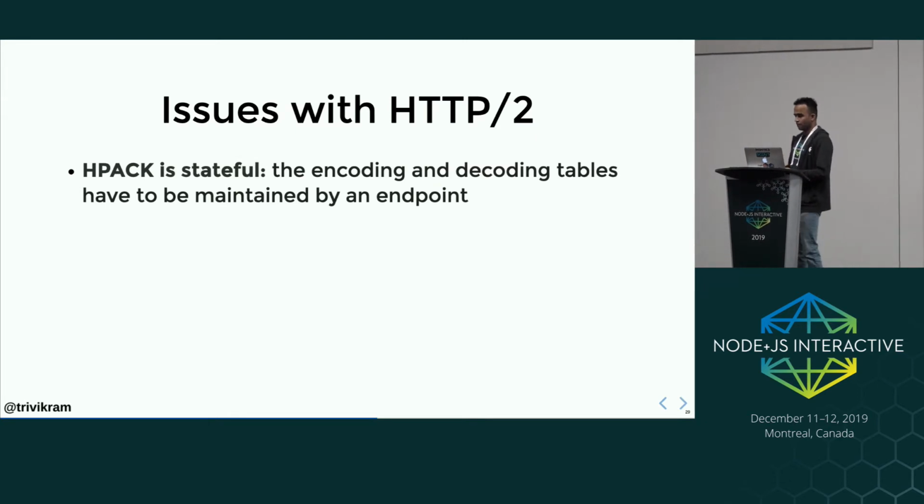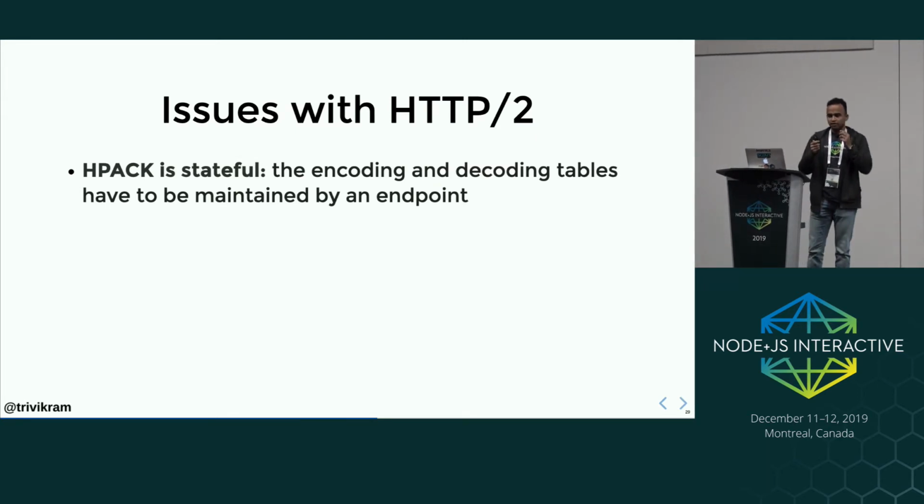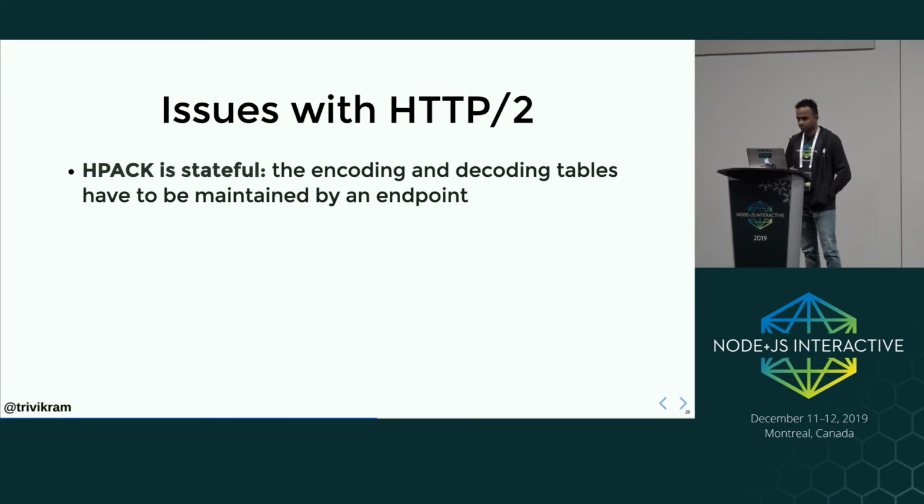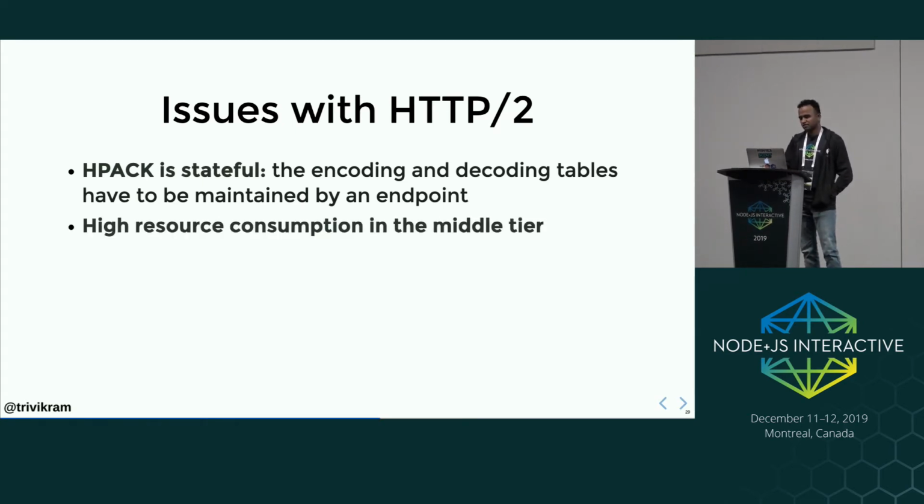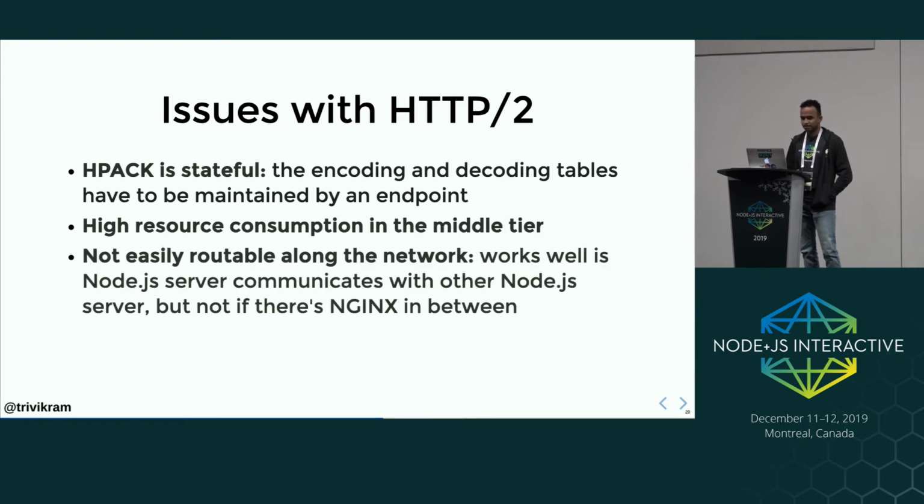HPACK is stateful, so the encoding and decoding tables have to be maintained at the endpoint. What happens is, when each packet is sent, the first time it encodes something, and when the second packet is sent, it will use the encoded content and send new content only if there are some changes. So that is one issue. Delta encoding is used in header compression, so this causes high resource consumption in real time, and it's not easily routable along the network.